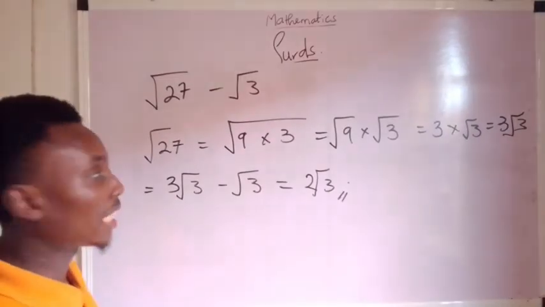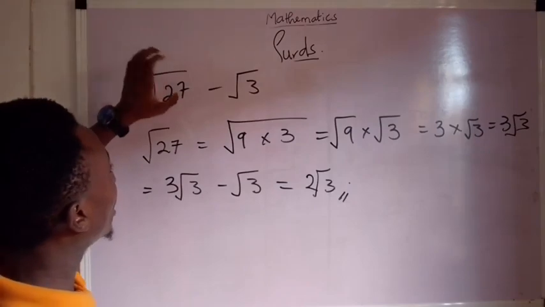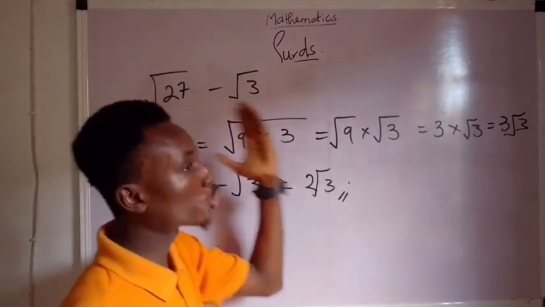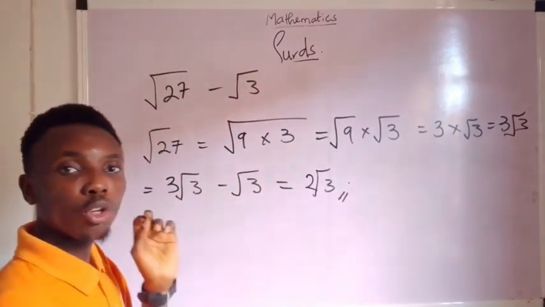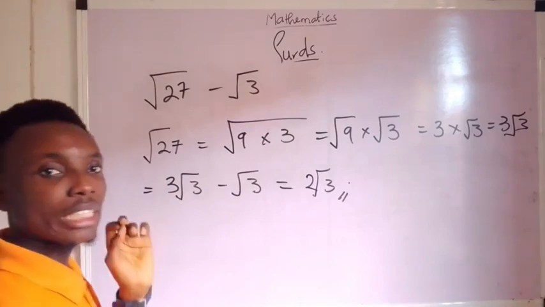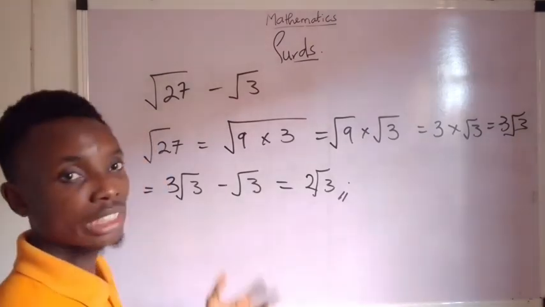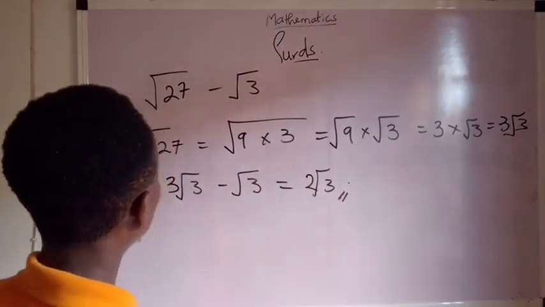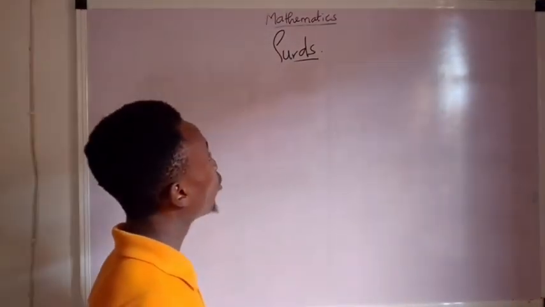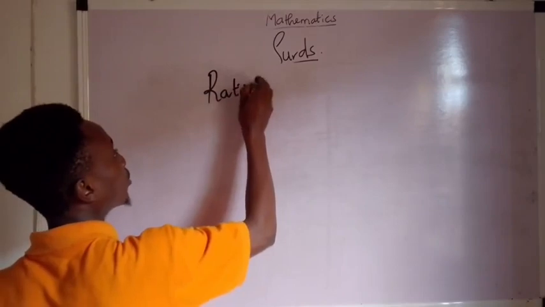The main challenge most times is breaking down questions like this into having common surds. That is why that chart makes your work and your learning quite easy. When you use that chart for a while, you get used to it. Even without the chart, you will be able to work and solve questions on surds. We will be going to rationalization of surds. This is also very simple.